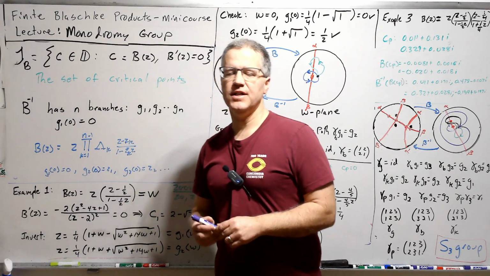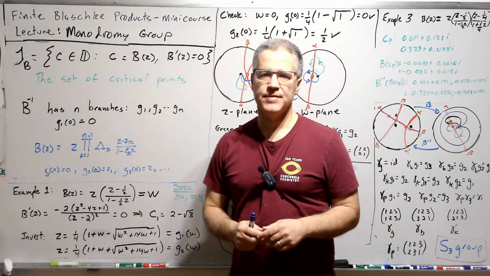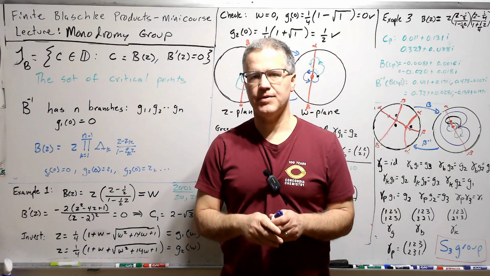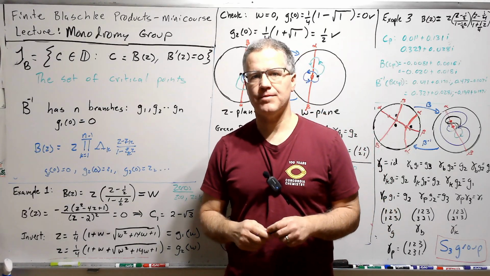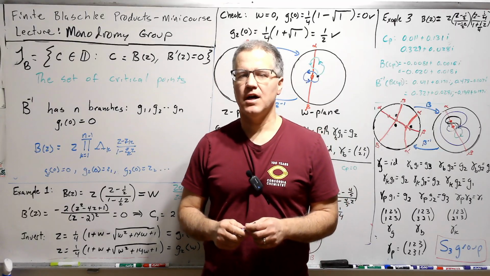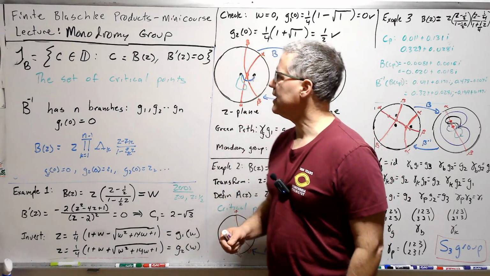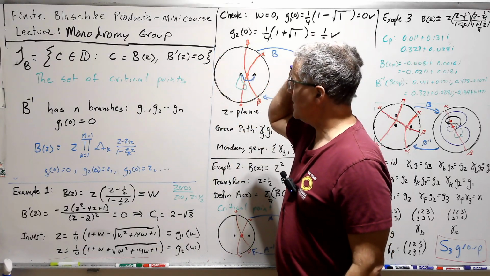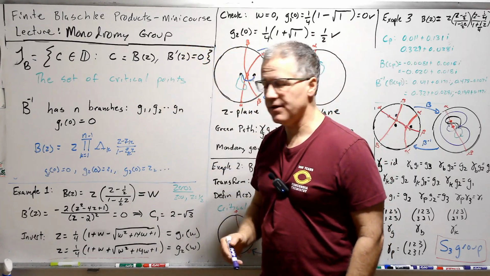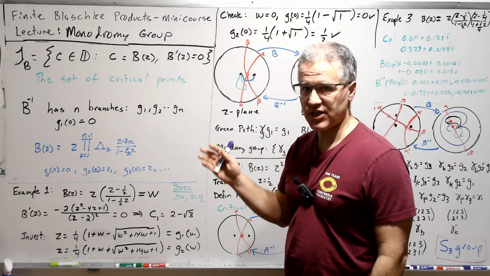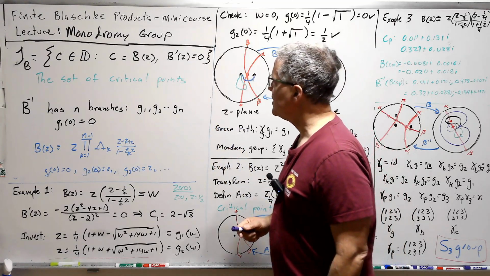Okay, I think we'll get started. So today we're going to talk about another group theory aspect, but this also involves homotopy theory, some topology. We're going to largely just look at examples here and not get too deep on monodromy theory. But we're going to look at the monodromy group for these Blaschke products, these finite Blaschke products.